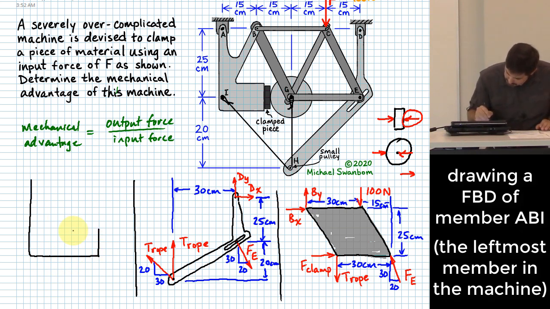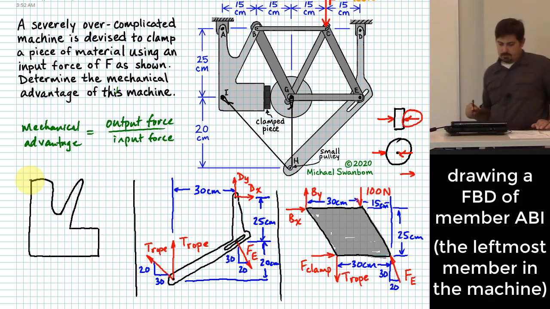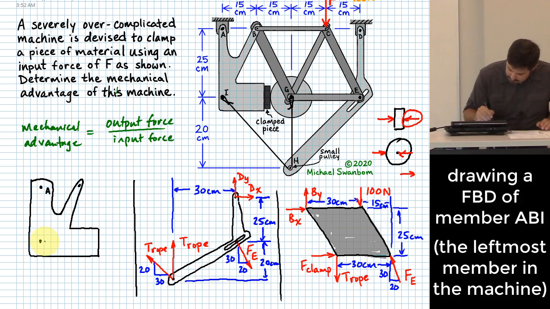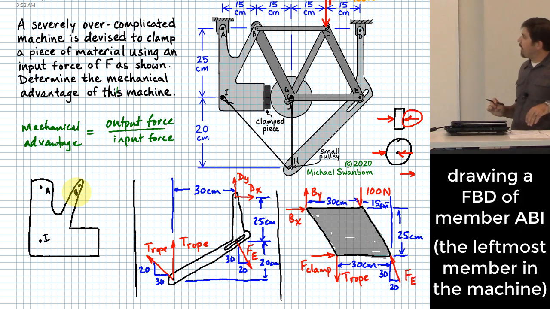So it'll look something like this. I don't know if I'm going to win an art contest with that one, but we'll call it good. Let's say this is point A, this is point B. And then we have a point I that's directly below point A. So let me label those real quick. This is A, this is I, this is B. All right, what forces act on this body?